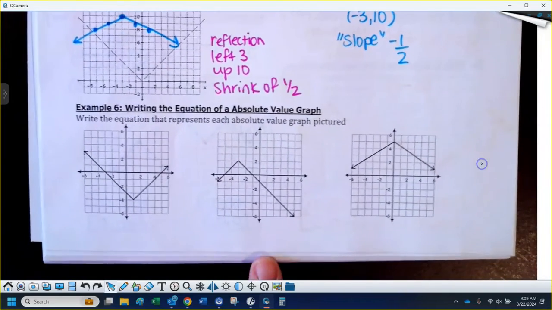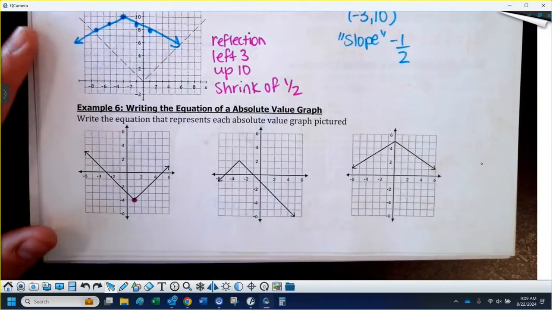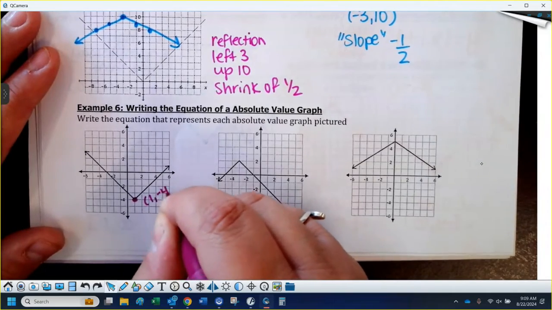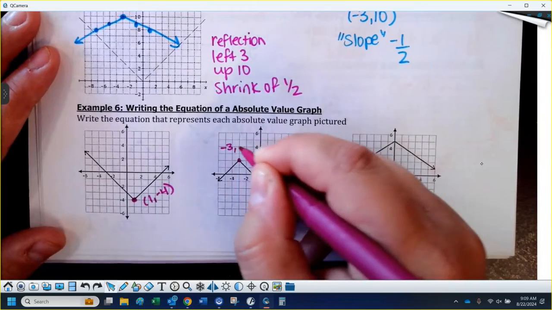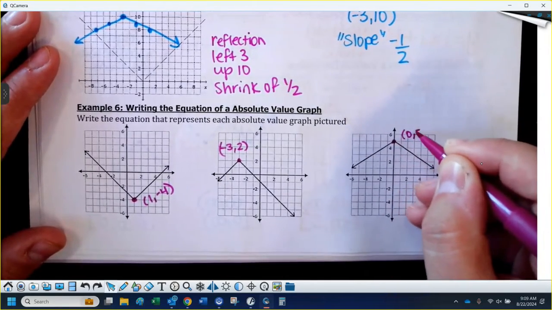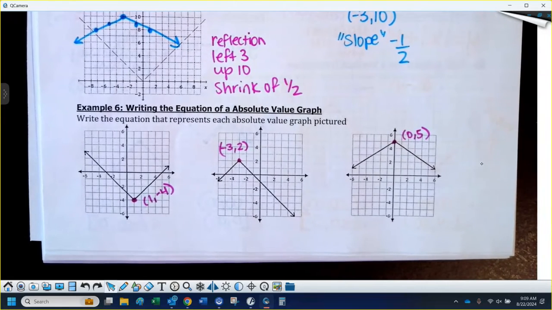Okay. Let me see if you guys could write me the equation for these. First thing you'd want to do, find the vertex. So I'm just going to jot that down. Looks like the first one is 1, negative 4. The second one looks like negative 3, 2. And the third one, 0, 5. So that's definitely part of the equation.